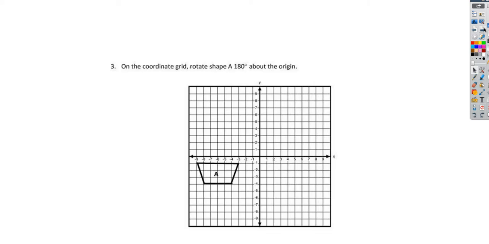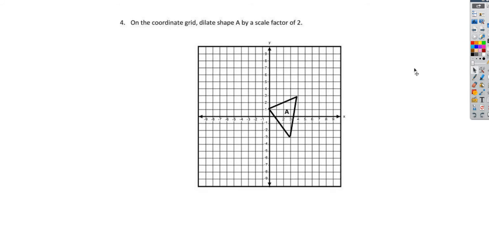Number 3. On the coordinate grid, rotate shape A 180 degrees about the origin. Think about your quadrants and which quadrant you'd end up in. This is one of the special ones that we have to do something before we can rotate.